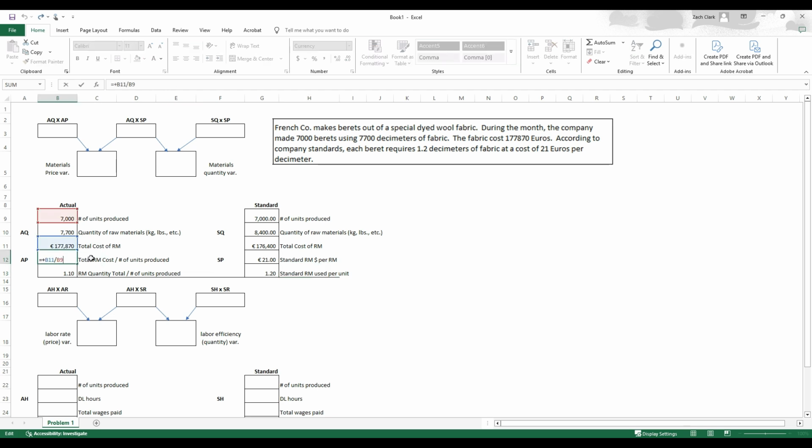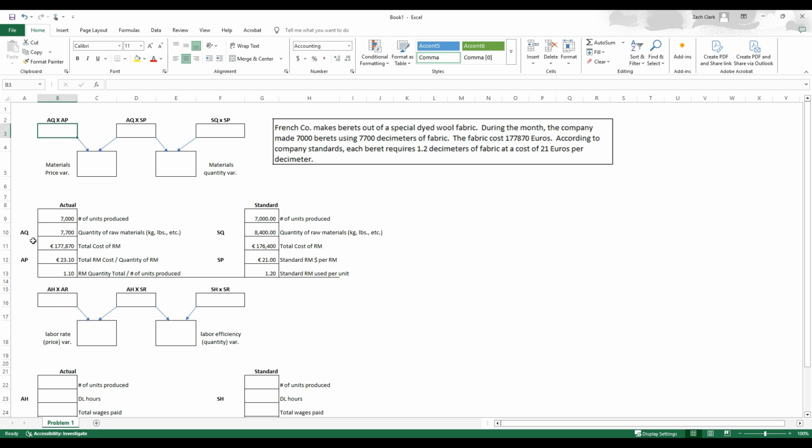And if we want to do kind of the same thing here, let's divide by the quantity of raw materials. So we'll say total raw materials cost divided by quantity of raw materials. And then once we get to this point, we essentially have all the information that we need to fill out the rest of our breakdown up here.